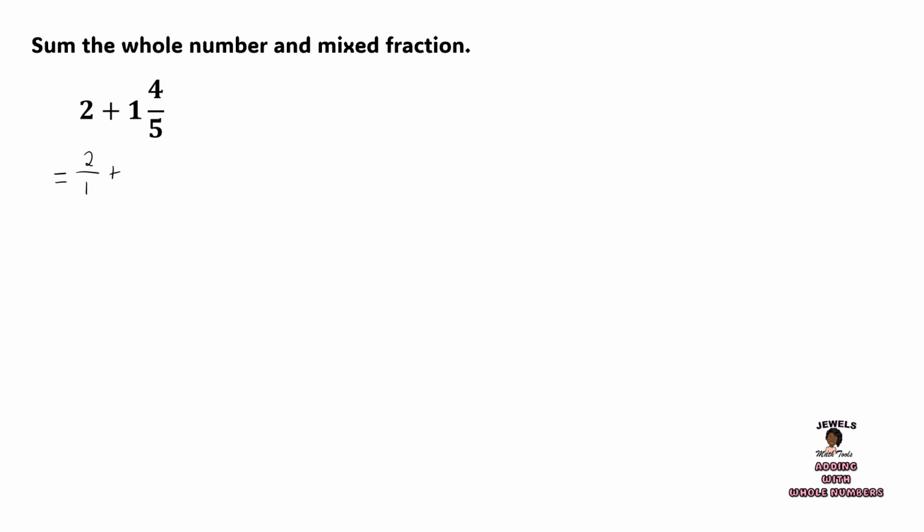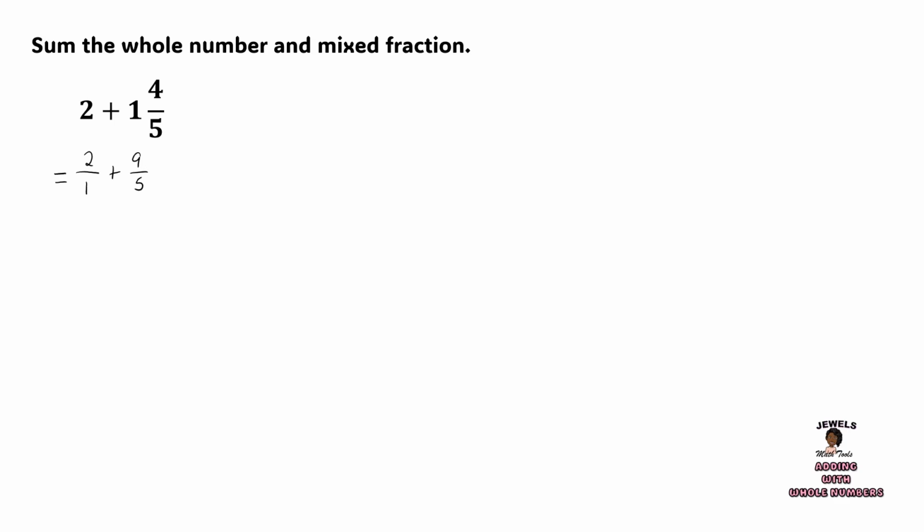Now we're going to be changing our mixed fraction in this step into an improper fraction. And we do that by multiplying the whole number to the denominator and then adding their product to the numerator. So 5 times 1 will give us 5, plus 4 will equal 9, and that's fifths.